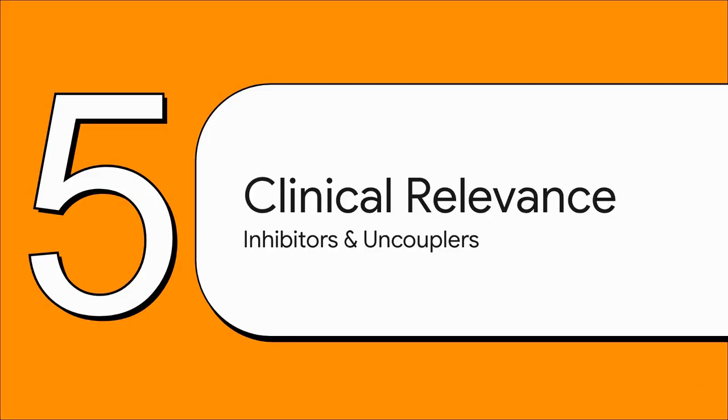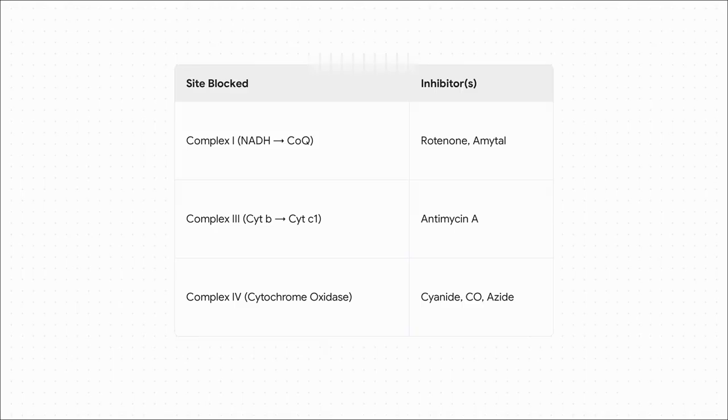Okay, now let's just pause for a second and think about this. This whole system is so finely tuned and so essential for life. So, what happens if it gets blocked? Or if something goes wrong? This is where this biochemistry becomes incredibly relevant for you as a future doctor. Yeah, so certain poisons work by basically sabotaging this assembly line at very specific points.